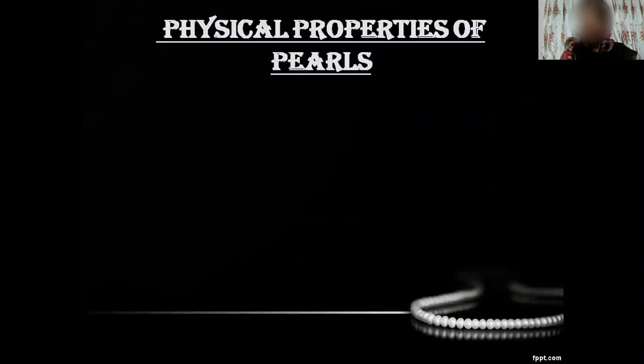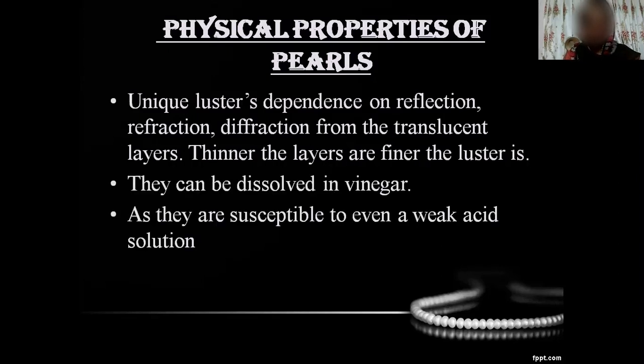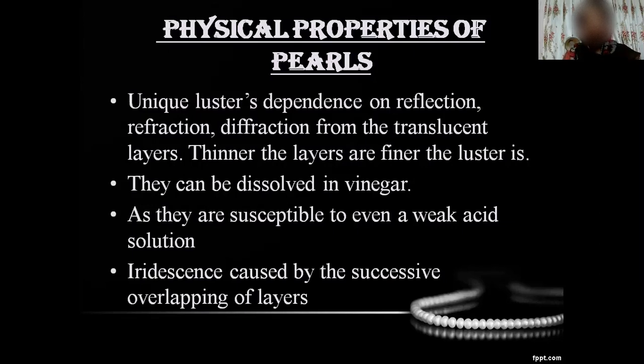Physical properties of pearl. It has a unique luster, which depends on the refraction and diffraction from the translucent layers; the thinner the layers, the finer the luster is. They can be dissolved in vinegar, as they are susceptible to even a weak acid solution. Iridescence is caused by the successive overlapping of the layers of nacre.